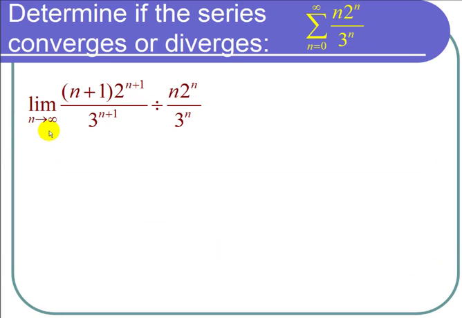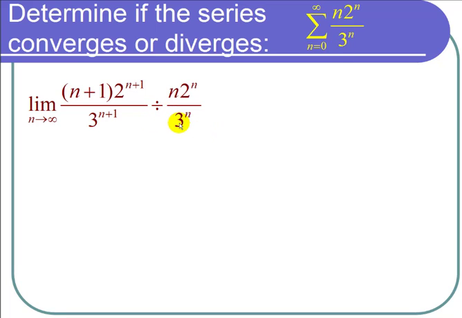I took a limit as n goes to infinity, and I looked at a sub n plus 1, which means I took all the n's and replaced them with an n plus 1. So I have n plus 1, 2 to the n plus 1, over 3 to the n plus 1. And then I divided by a sub n, so that means I just write down the terms n times 2 to the n over 3 to the n.